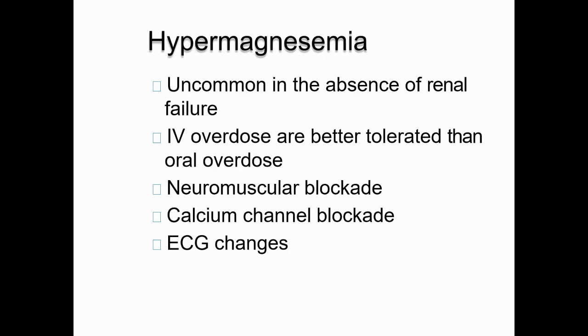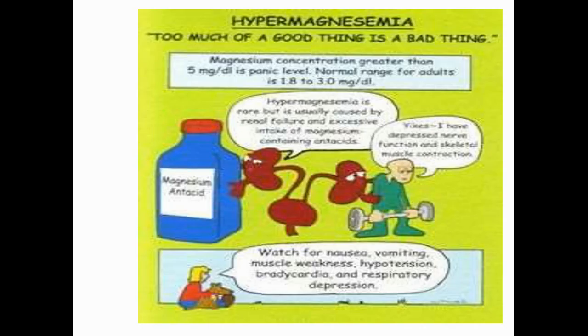And then hypermagnesemia. This is uncommon in the absence of renal failure. IV overdose is better tolerated than oral overdose. There will be neuromuscular blockade, calcium channel blockade, and ECG changes in hypermagnesemia. The person will have vomiting, nausea, muscle weakness, hypotension, bradycardia, and respiratory depression.